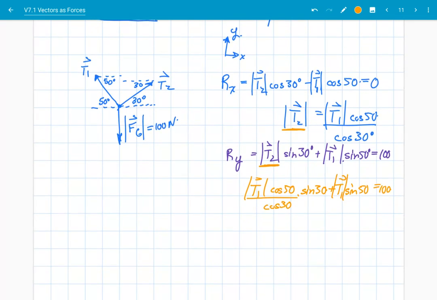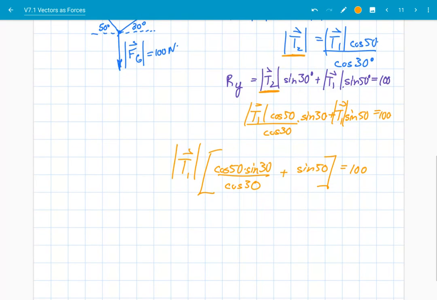Now we can common factor out the T1. And I'll show the step. It's a pain. I want to skip it, but I'll show it so that you can see what I'm talking about. There, I factored out the T1 out of the first term. And from the second term, the sine of 50 is left. That's equal to 100. And then T1 magnitude is 100 divided by the remainder that is left over when we common factor, cos of 50 sine of 30 over cos of 30, plus the sine of 50.